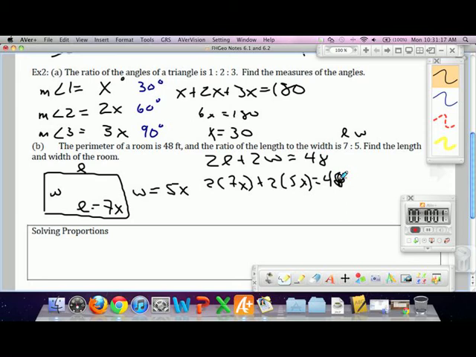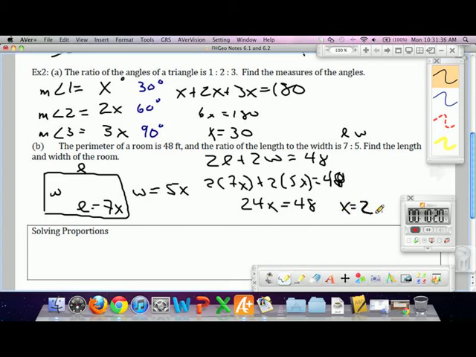So 2 times 7x is what? 14. 14x's. 2 times 5x is 10x's. This thing needs to simplify to 24x's equals 48. Therefore, x is 2.